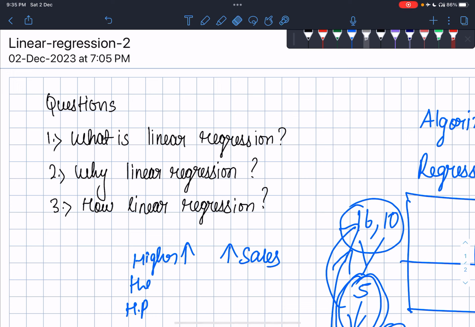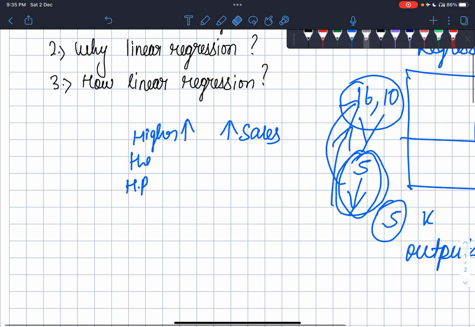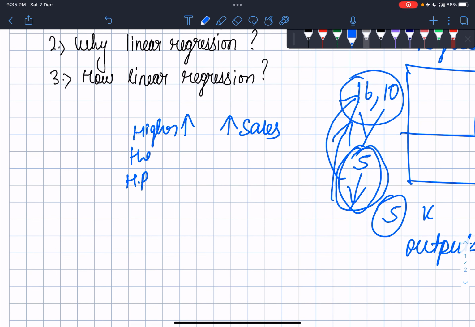So what does linear mean? Straight. This is what linear means. And we can say that linear regression is a kind of algorithm to solve that particular problem.